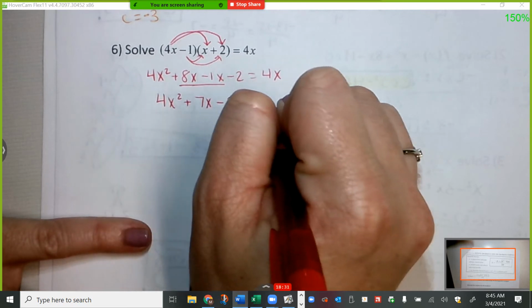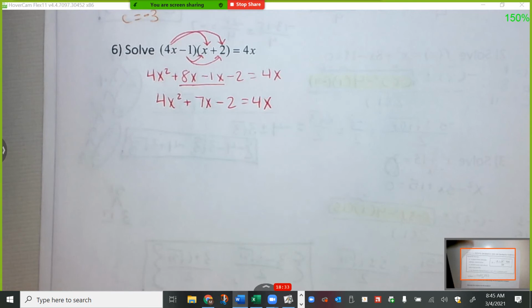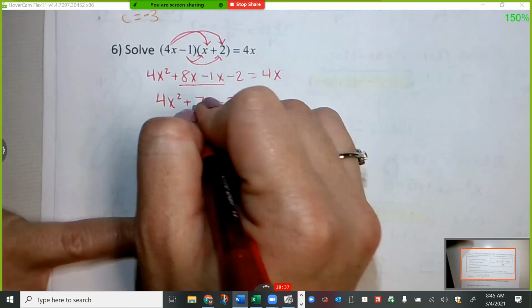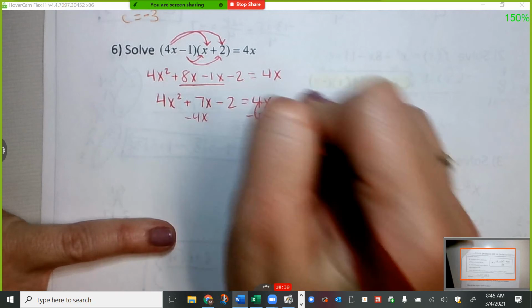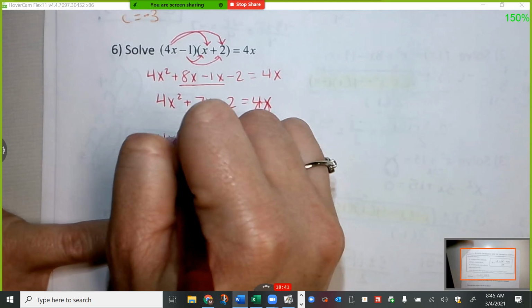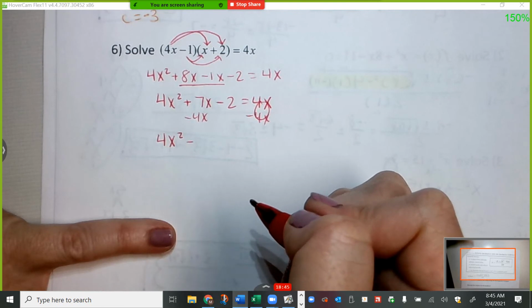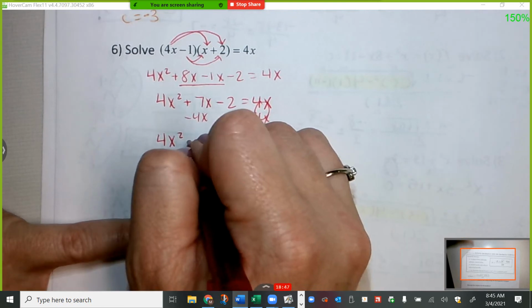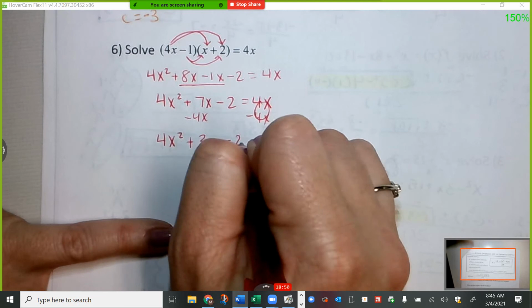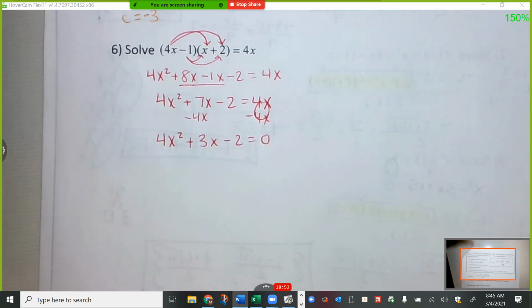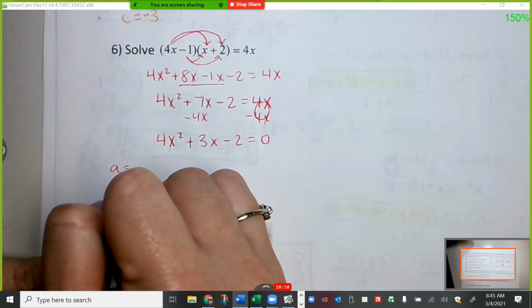Now, am I ready? No, what do I still need to do? Subtract the 4x. And that's a like term with the 7x, so it's going to go under there. And I get 4x squared plus what? Minus 2 equals 0. Now, what's my A, B, and C?